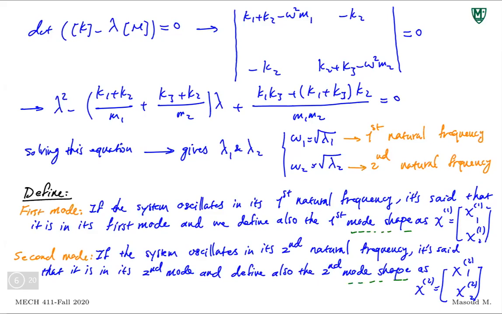But if the system oscillates in its first natural frequency, the ratio of amplitudes, x1 and x2, or if you remember the solutions we proposed, the harmonic solutions, I'm going to go back a little bit.